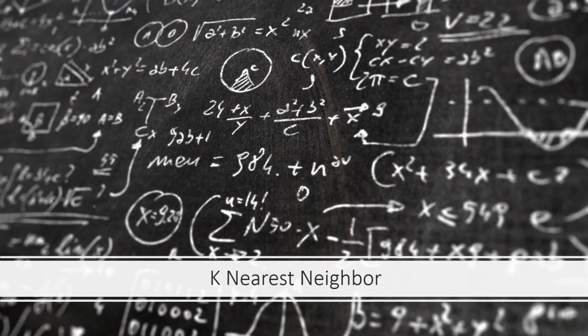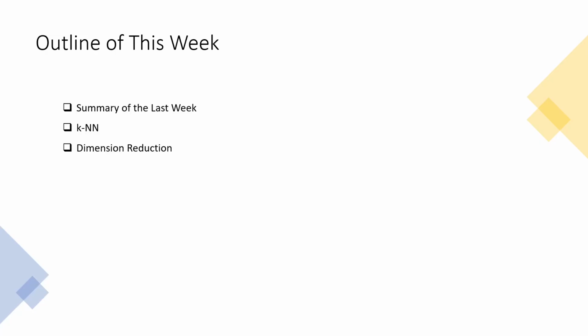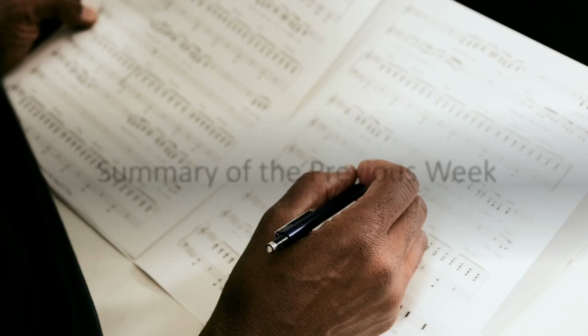In this lecture, we will be dealing with k-nearest neighbor classification. As usual, we will start with the summary of the last week, and then we will start working on KNN, and then we will be seeing dimension reduction.